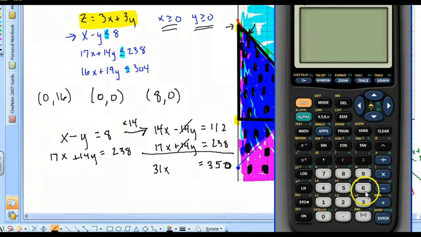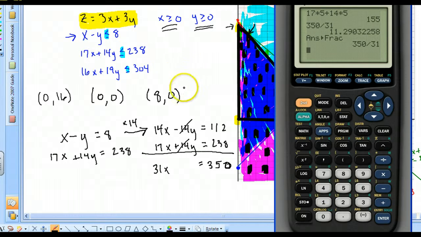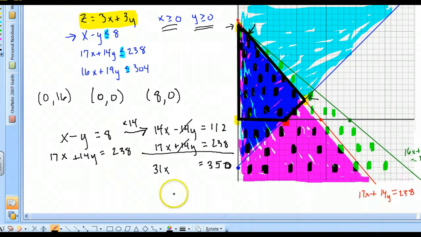All right, and then 350 divided by 31 is 350 over 31. I was thinking that wasn't going to reduce. So the x coordinate equals 350 over 31.